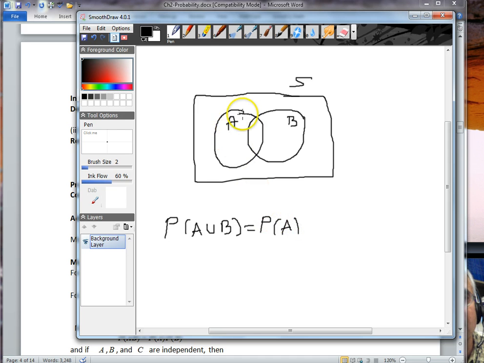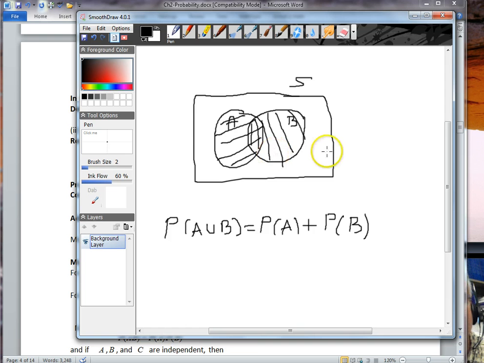And let me mark this with these, probability of A here, plus probability of B, and I'm going to mark this the other direction. And the question is, what do you notice happened here? Think about it, I'll give you a second. Okay, so if you guessed that this area is counted twice, you're right.